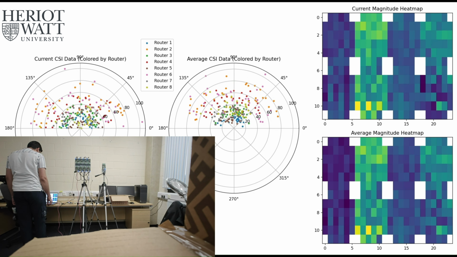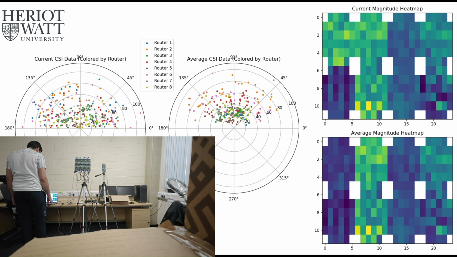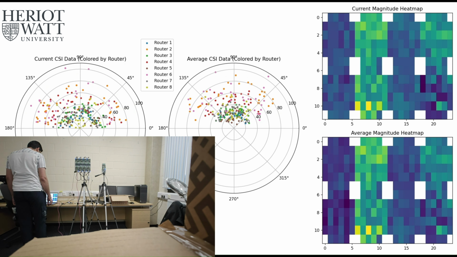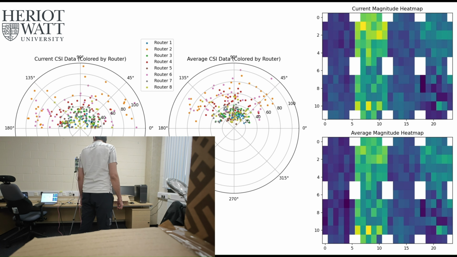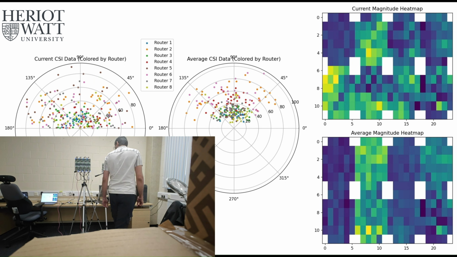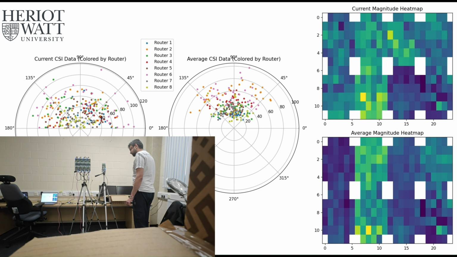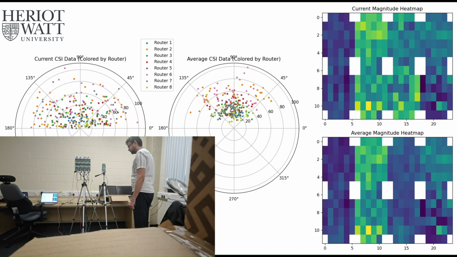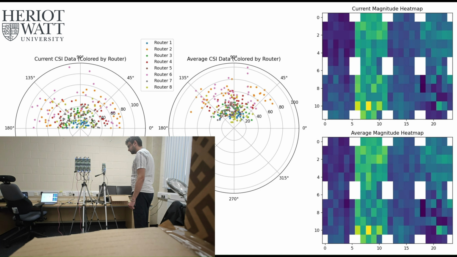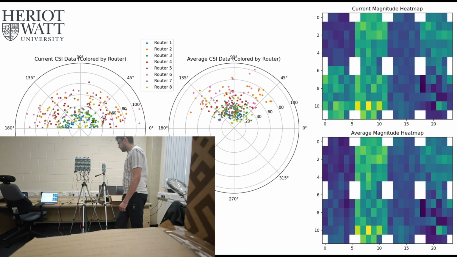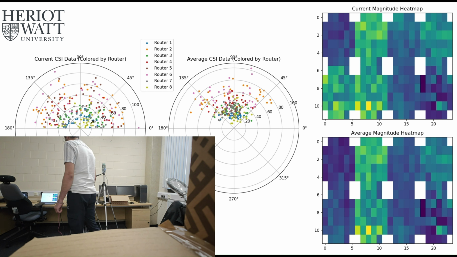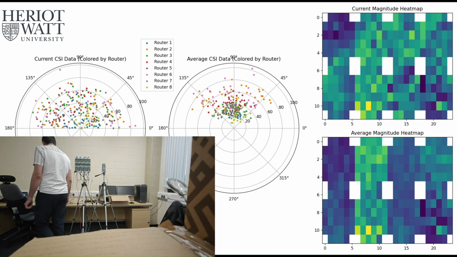At the beginning, the magnitude data settles down around a base level, as you can clearly see in the current magnitude data heat map. But it starts to fluctuate as soon as there is movement in the channel, as clearly visible in the current magnitude data heat map. The magnitude data settles down again when movement is stopped. The average magnitude data does not fluctuate that much over time, thus providing baseline readings to accommodate dynamic environments.